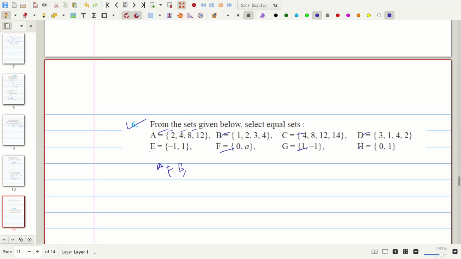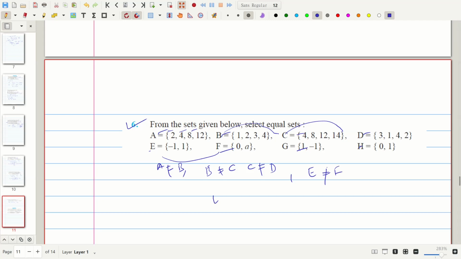If we compare B with C, B is not equal to C. If we compare C with D, C is also not equal to D. If we compare E with F, this is also not equal.